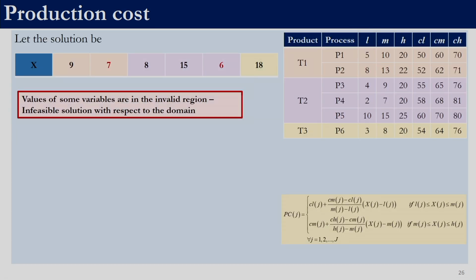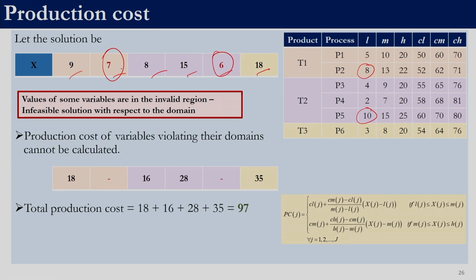Let us assume that this is the solution that we get from one of the metaheuristic techniques: 9, 7, 8, 15, 6, 18. Some variables are not in the valid region. So 7 and 6 are not in the valid region. For process 2 the minimum is 8, but what we have is 7; for process 5 the minimum is 10, but what we have is 6. So these two variables are violating the domain constraint, and the production cost for these two variables cannot be calculated.